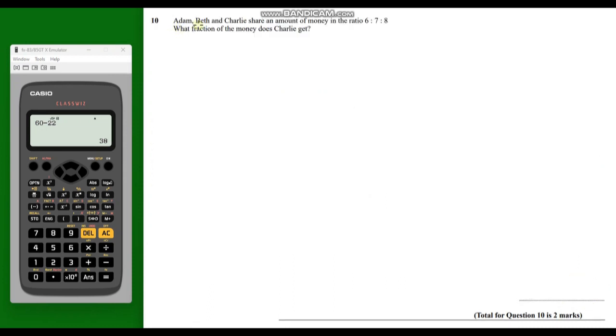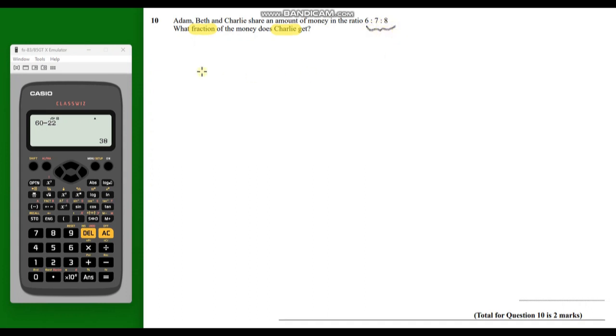Question 10. Adam, Beth and Charlie share an amount of money in the ratio 6 to 7 to 8. What fraction of the money does Charlie get? So we've got this ratio here. So what we do when we're calculating what fraction of an amount someone gets is, first of all, we calculate how many parts there are in total.